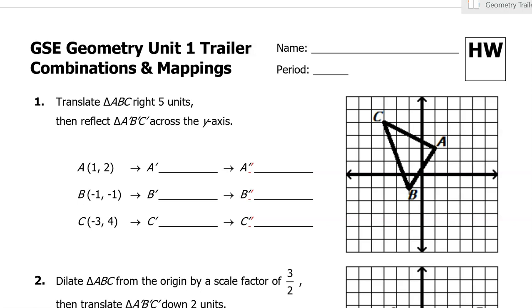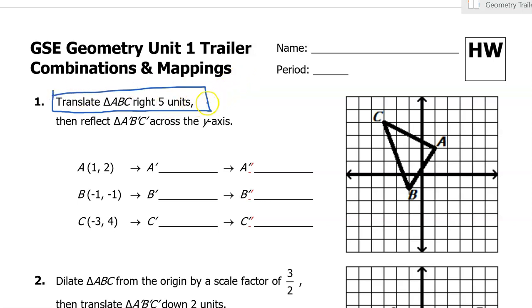In this video, I will show you how to do combinations of transformations. In other words, we will do more than one transformation in a row. For problem number 1, we are first going to translate triangle ABC to the right by 5 units.